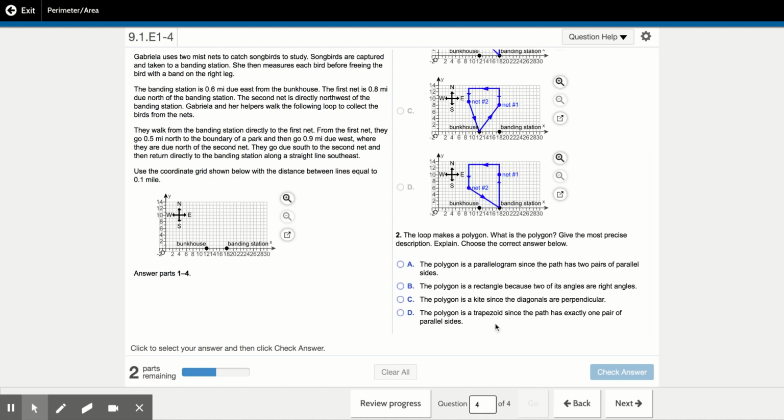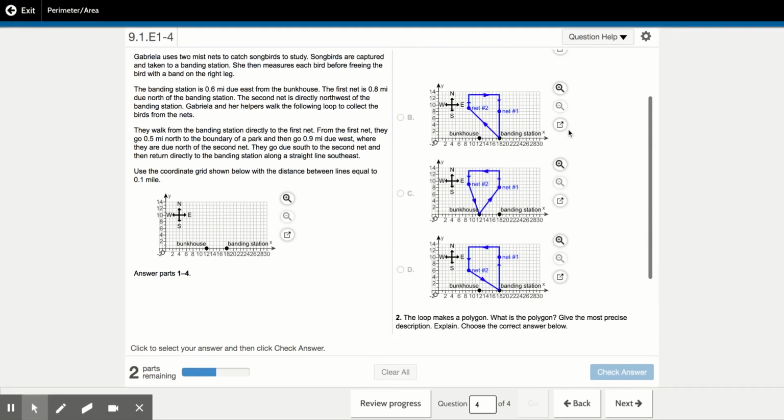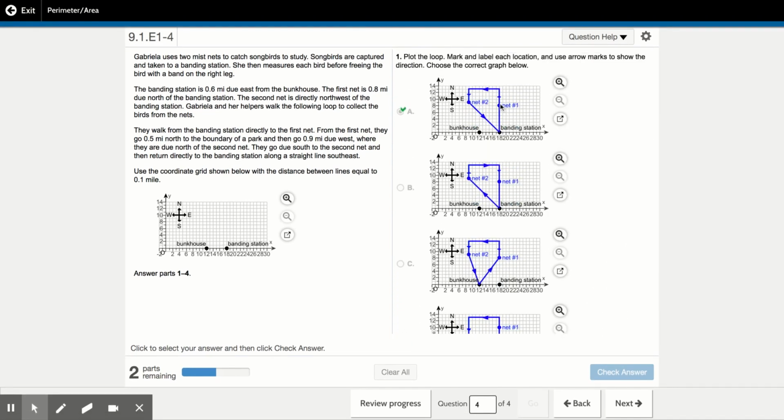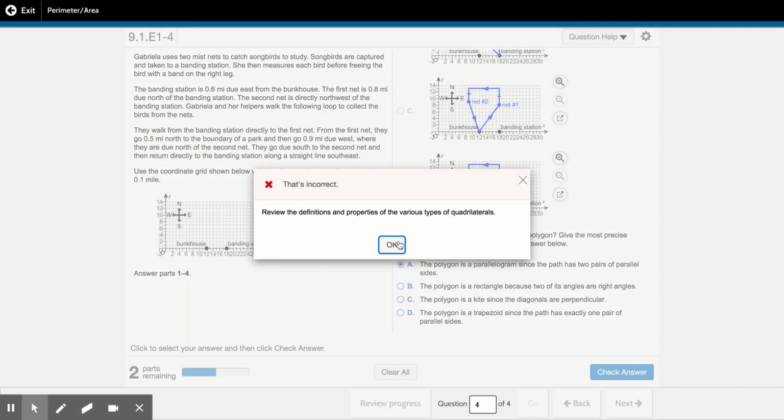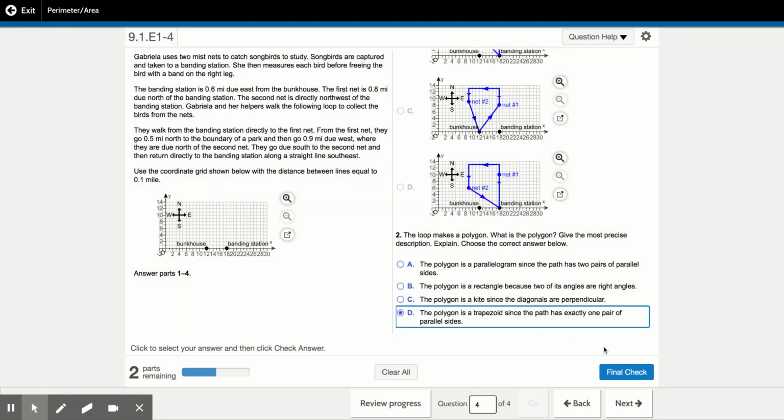D, the polygon is a trapezoid since the path has exactly one pair of parallel sides, right? I agree that this has one pair of parallel sides. However, I think it's A. So let's see. Nope. So now we have to review the definitions of various types of quadrilaterals, and this would indeed be a trapezoid.